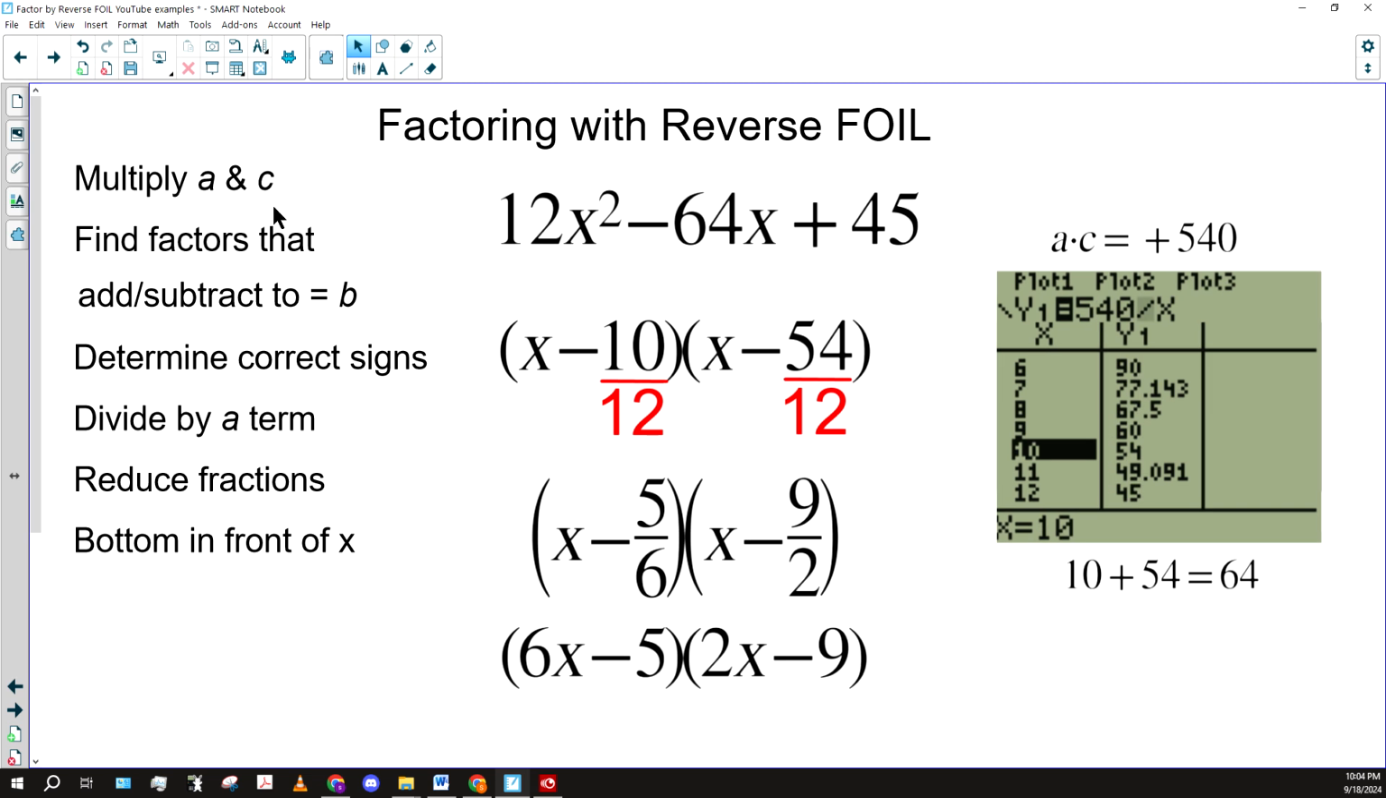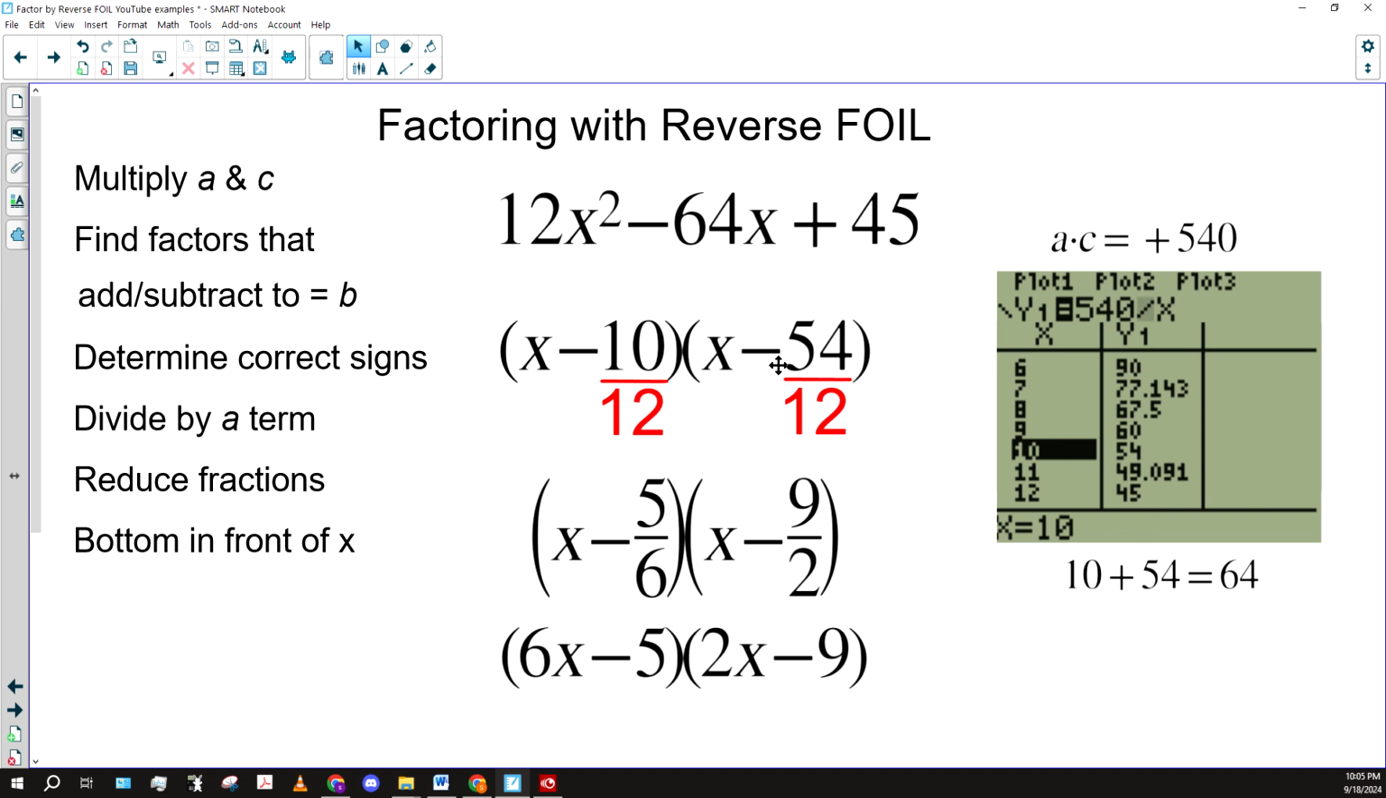Again, the first step is A times C, 12 times 45. So that's a positive 540. In y equals, I type in 540 divided by x. I go to my table, and this time I'm looking for addition because it's a plus sign. Two numbers that add up to be the middle term of 64, and that would be 10 and 54.